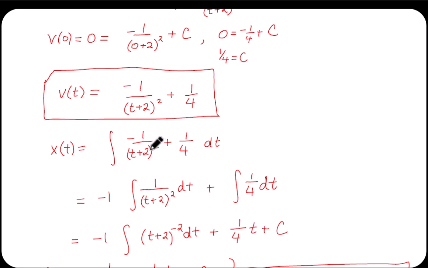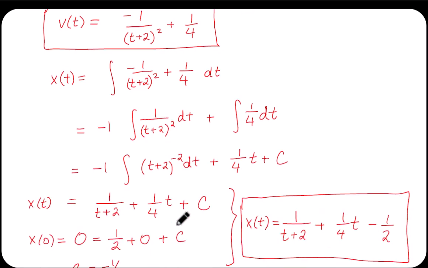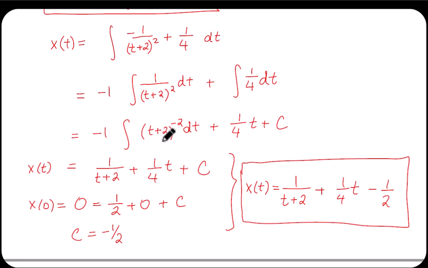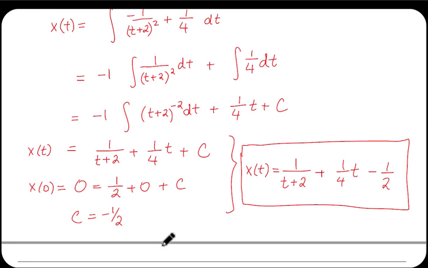To integrate this term, again, that's going to basically be what we had previously. And so I'm rewriting this as t plus 2 to the minus 2. And so when I integrate that, we get finally that x of t is this. At time 0, x of 0 is 0. So plug in all the places where t is 0. And we get that c is minus 1/2.